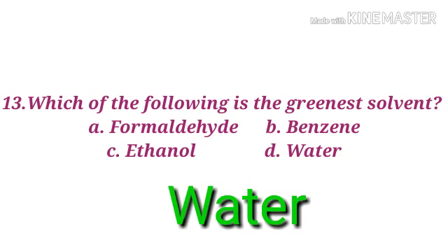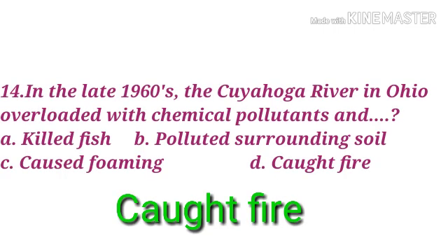Which of the following is the greenest solvent? Options: formaldehyde, benzene, ethanol, water. Answer: water. In the late 1960s, the Cuyahoga River in Ohio was overloaded with chemical pollutants and dash. Options: killed fish, polluted surrounding soil, caused foaming, caught fire. Correct answer: caught fire.